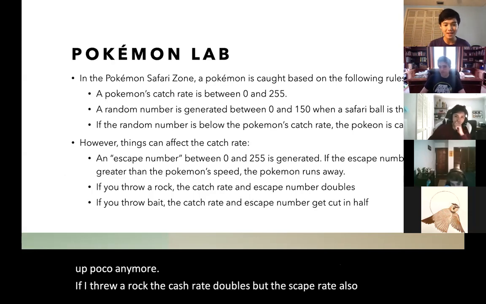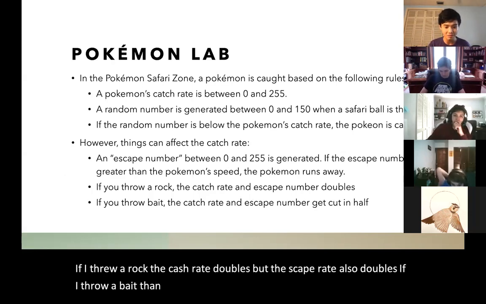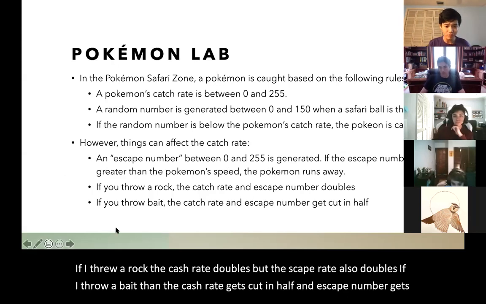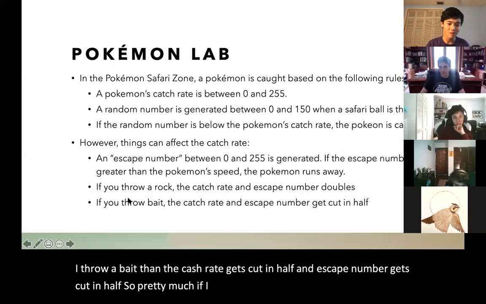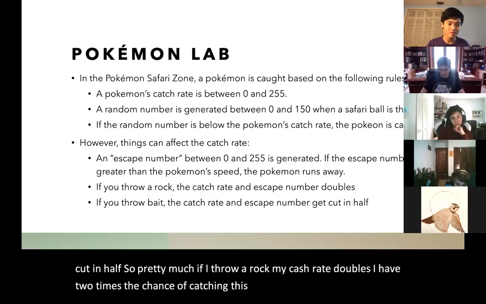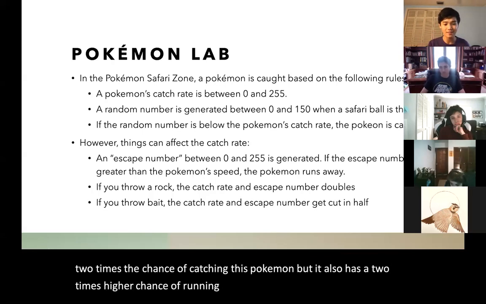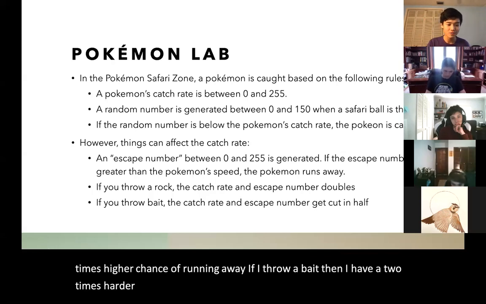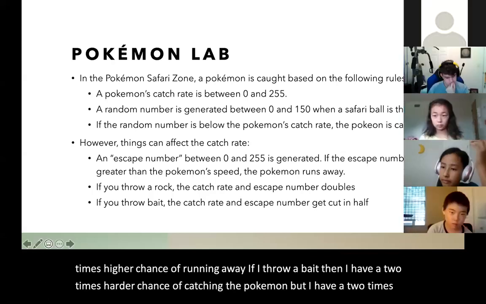If I throw a bait, then the catch rate gets cut in half and the escape number gets cut in half. So pretty much, if I throw a rock, my catch rate doubles. I have 2 times the chance of catching this Pokemon, but it also has a 2 times higher chance of running away. If I throw a bait, then I have a 2 times harder chance of catching the Pokemon, but I have a 2 times higher chance of making the Pokemon stay.